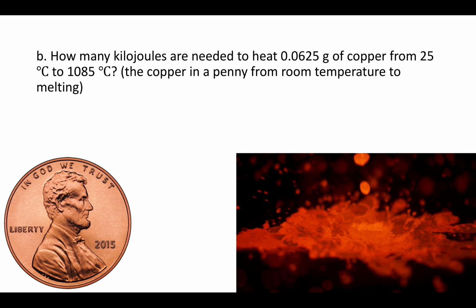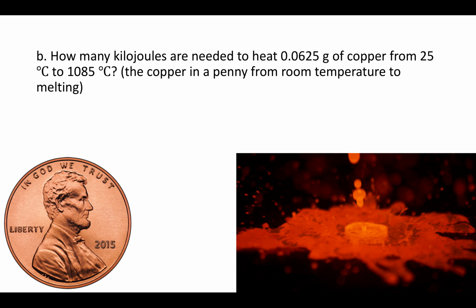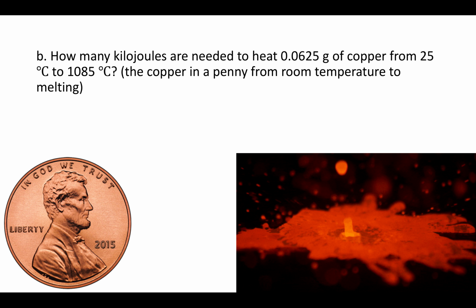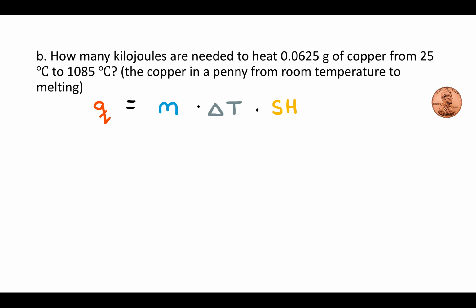This says how many kilojoules are needed to heat 0.0625 grams of copper from 25 degrees Celsius to 1085 degrees Celsius. Now, this is the 0.0625 grams, that's the mass of a penny, and 25 degrees Celsius is room temperature, and 1085 degrees Celsius is the temperature at which copper melts. That's what a penny is made out of.